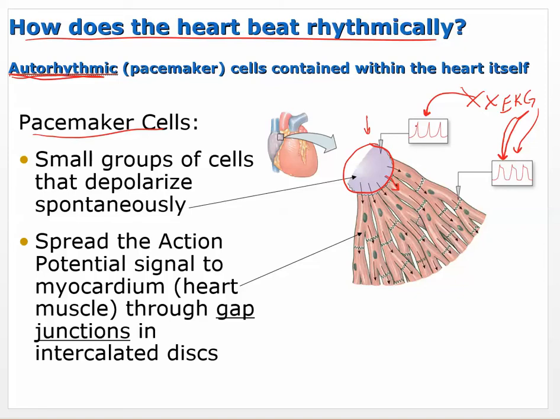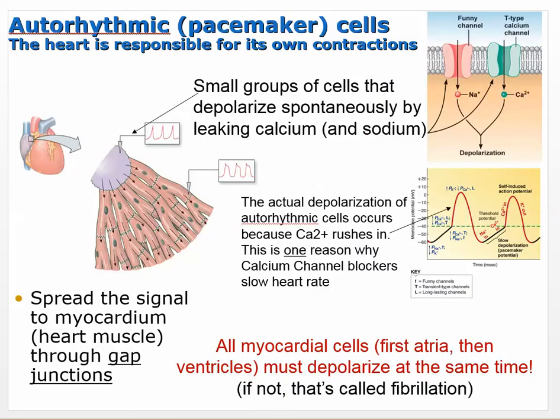So the autorhythmic cells just depolarize and repolarize. That's their whole job, okay? And then they spread that signal through these things called gap junctions, which are junctions holding the myocardia together, holding these individual cells together, but they leak. They have these gaps in them, so they call them gap junctions. All right, so a little bit about autorhythmic cells.